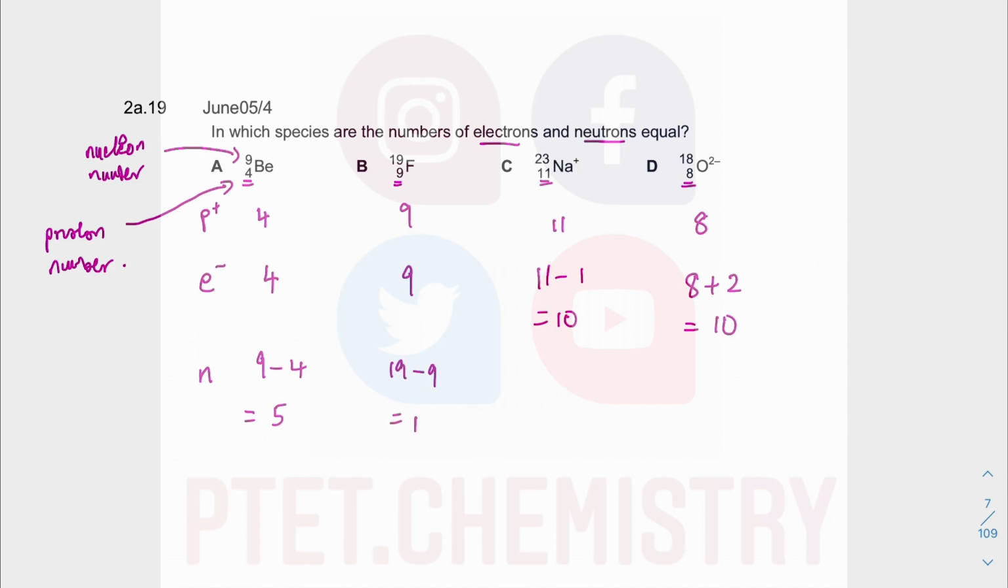So 19 minus 9 is 10. 23 minus 11 is 12. 18 minus 8 is 10. Okay. The number of electrons and neutrons are equal. So we're looking at D. Okay. So the number of electrons and number of neutrons are equal there. All right.